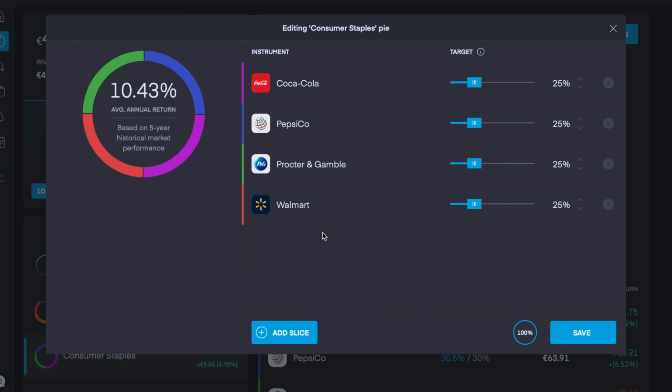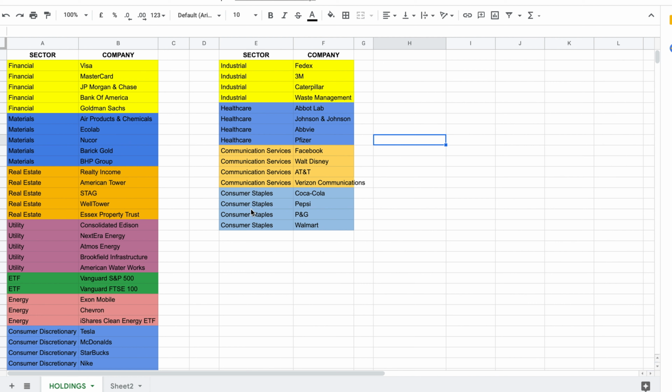By adding Walmart to my consumer staples pie, we now have Coca-Cola, PepsiCo, P&G and Walmart. This will give us, based on 5 years historical market performance, an average annual return of about 10.5%. So by adding these two companies into my portfolio, we can see now that the sectors on the right all have four. So over the next 2 days, we'll be adding two companies in each of those days.